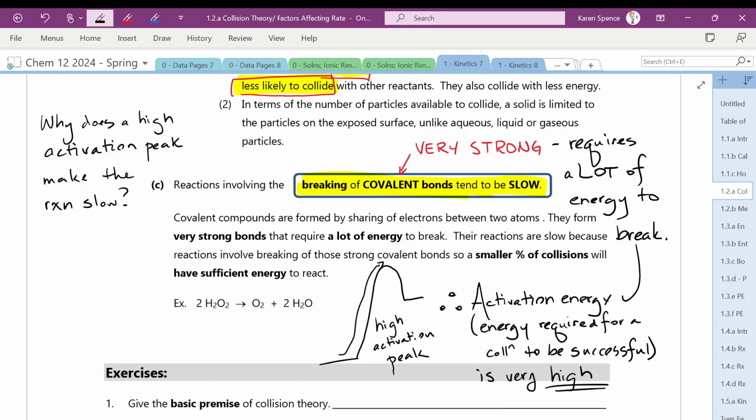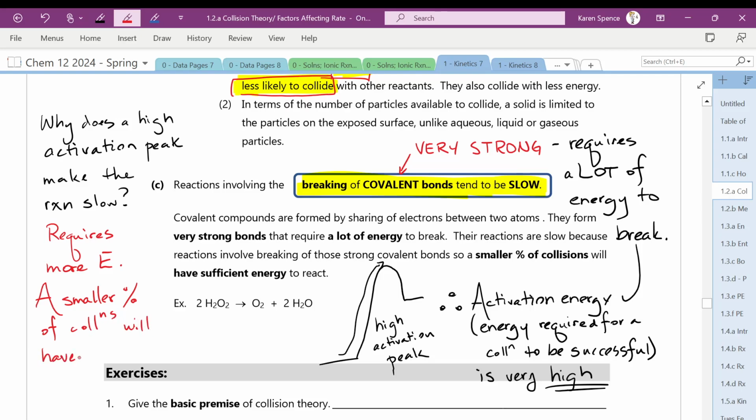Okay, why? It requires more energy, and that means that a smaller percentage of collisions will have enough energy. So a smaller percent of collisions will have enough energy.